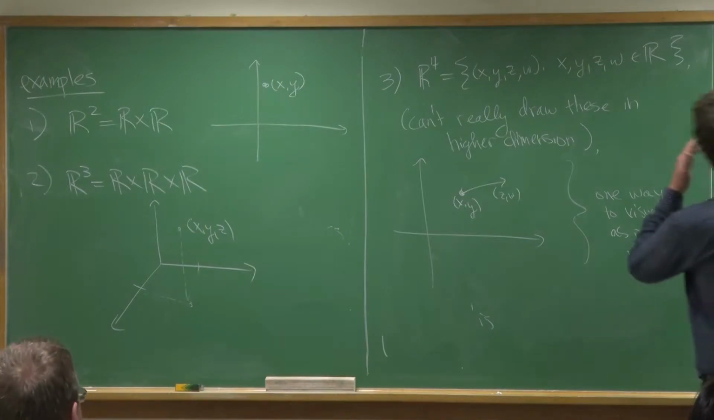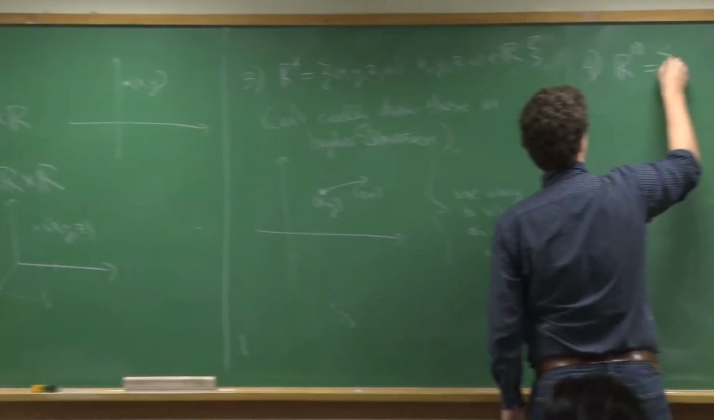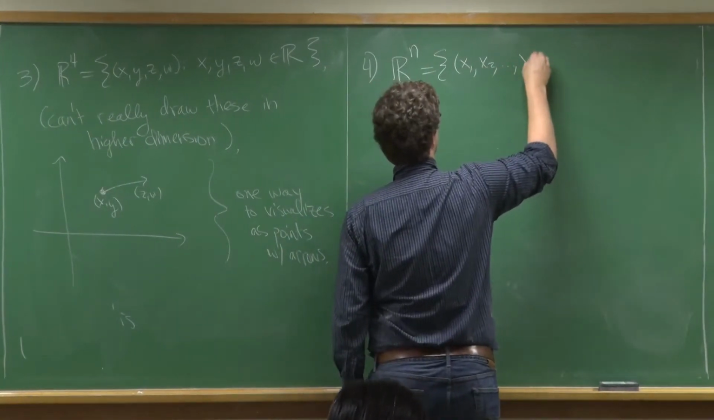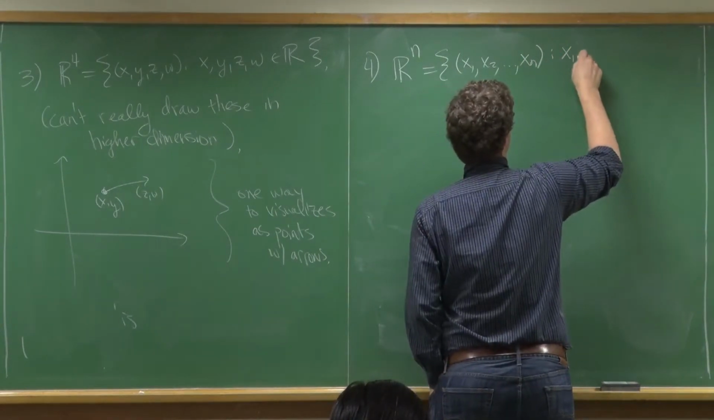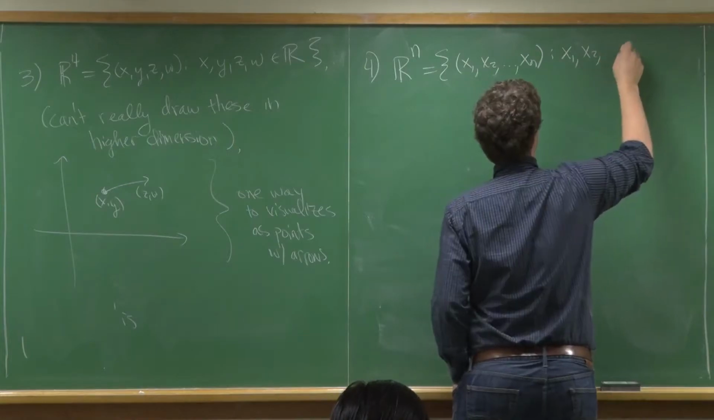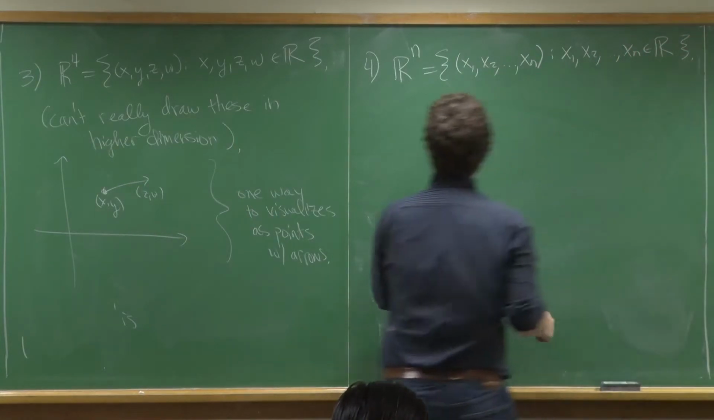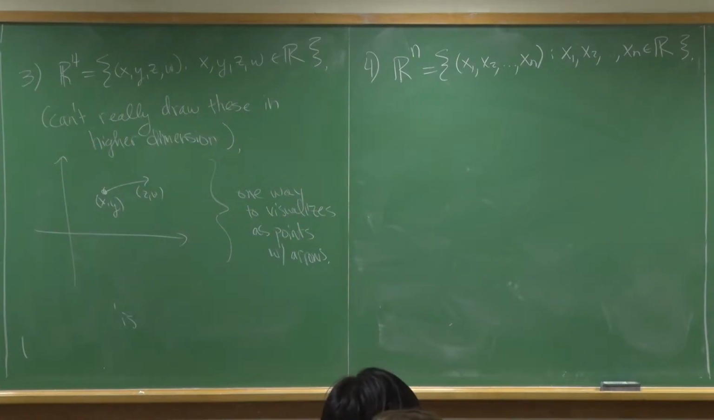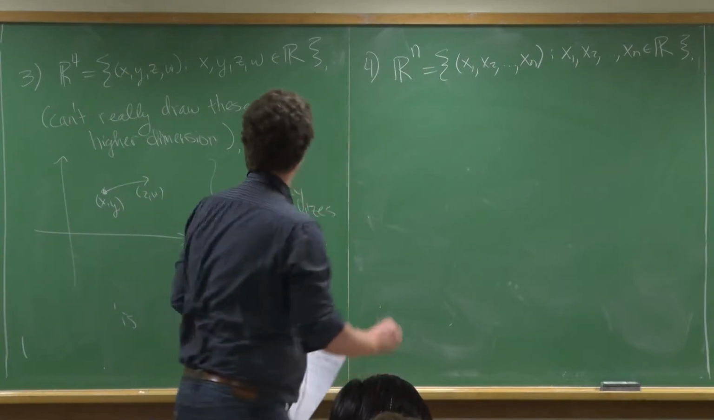You could do Rn. So this is like x1, x2, up to xn, where x1, x2, xn are all just real numbers. So this would be an n-dimensional space. It's the same thing, you can just keep going. Let me do another example.